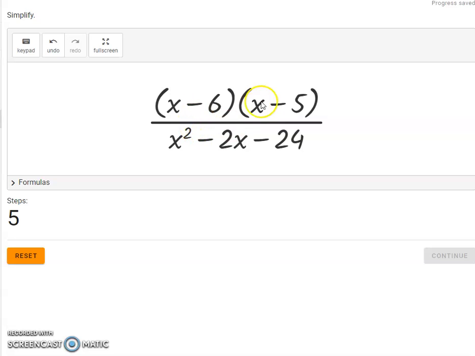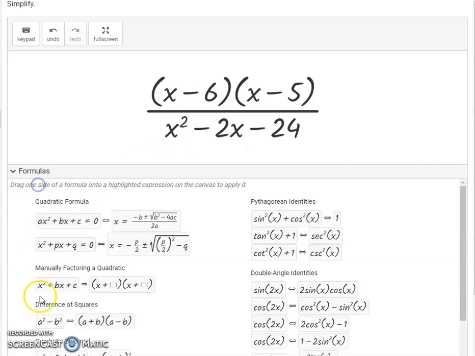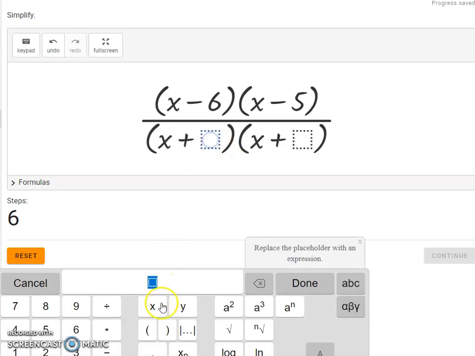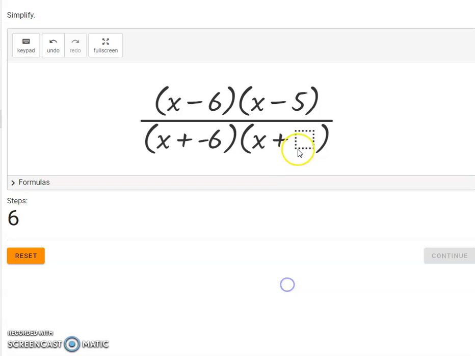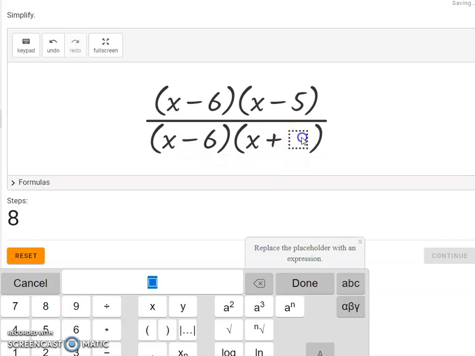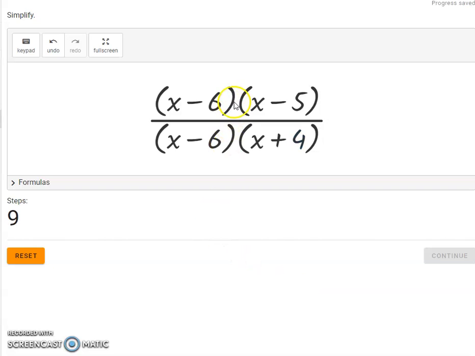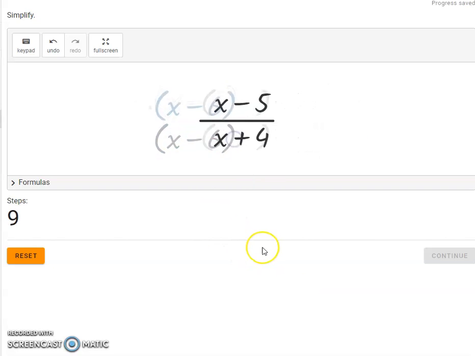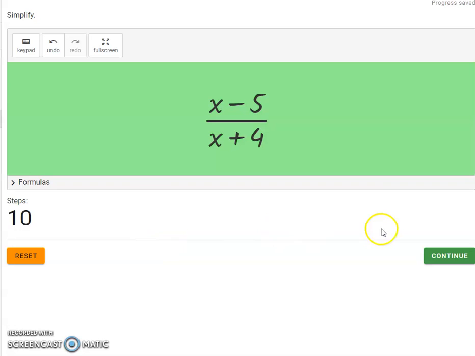And for the second one, again, most likely one of these two is a factor of this, and it is the x minus 6. So it'll be x minus 6 and the other factor is x plus 4. So this will have a value of 1 as long as x is not 6. So the final answer is x minus 4 over x minus 5 over x plus 4.